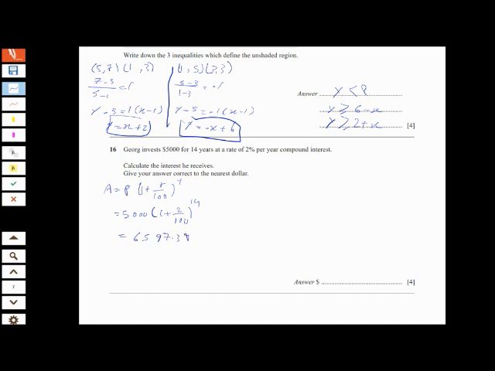But then now they just want the interest. They don't want the total value. So you minus 5,000 from this. 6,597.39 minus 5,000. That would give you 1,597.39. But then here they want the nearest dollar, which is 1,597 only.